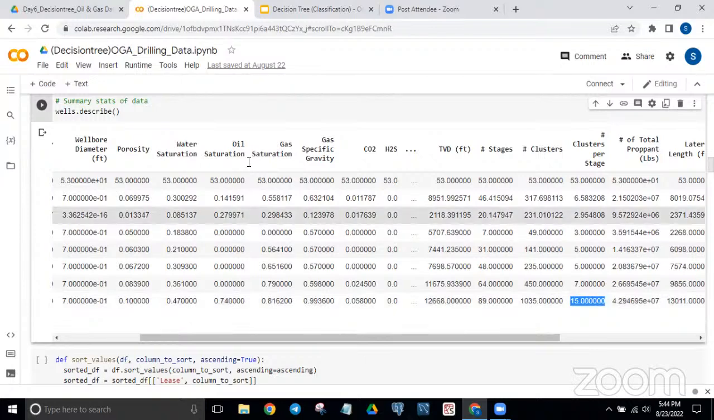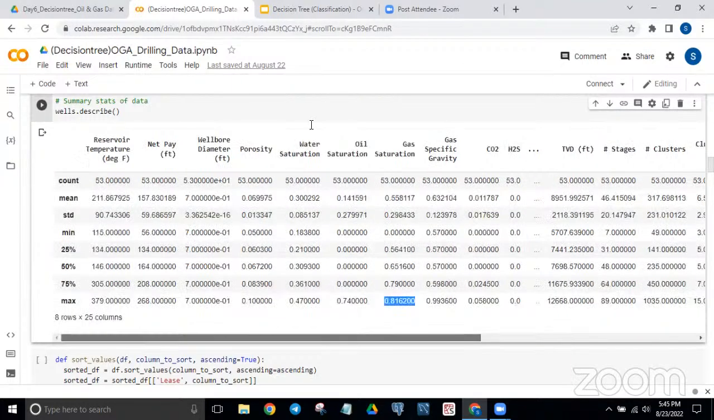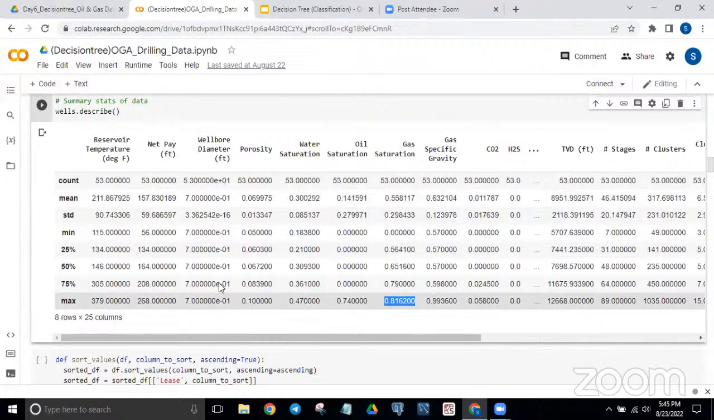And we can see that there are oil saturation values we have. When it comes to gas saturation, the maximum value is 0.81 and the minimum value is 0. So these are a few important factors that we have. And when it comes to diameter, we can see that mostly the minimum value and maximum value are almost the same.